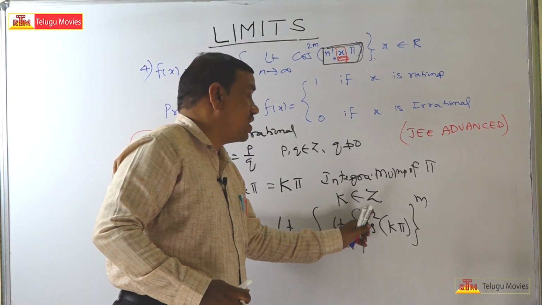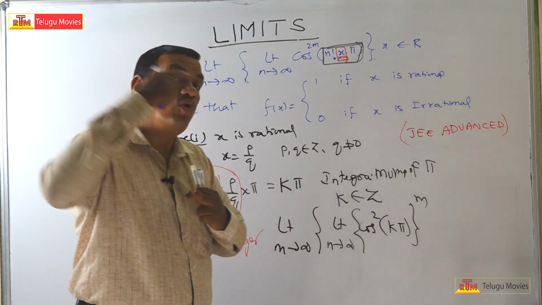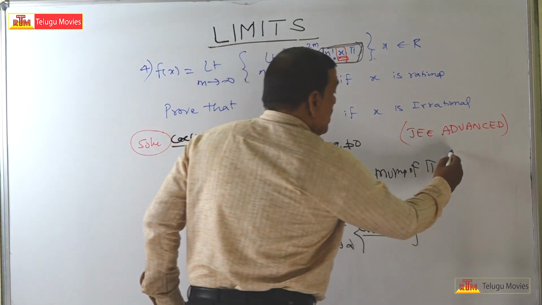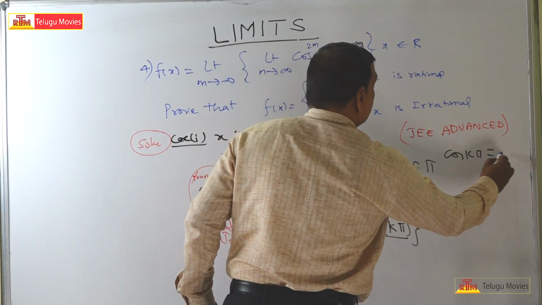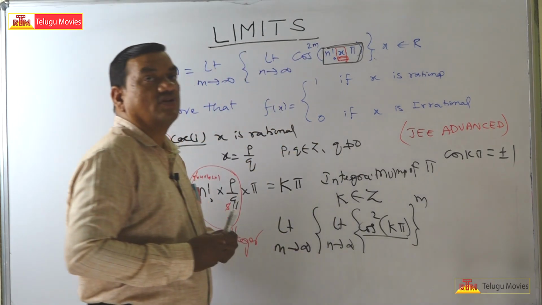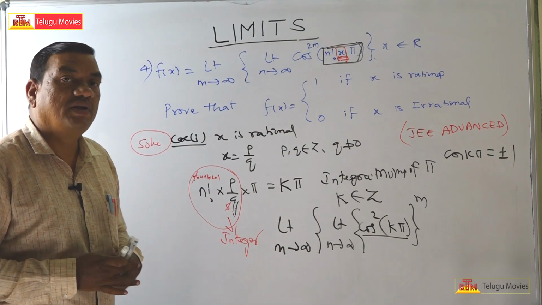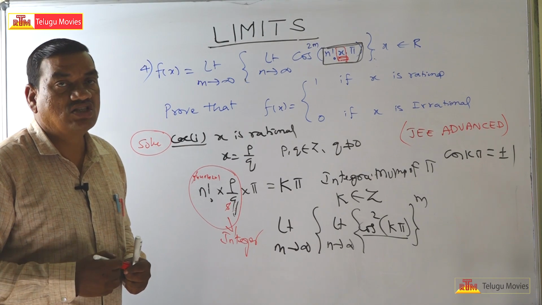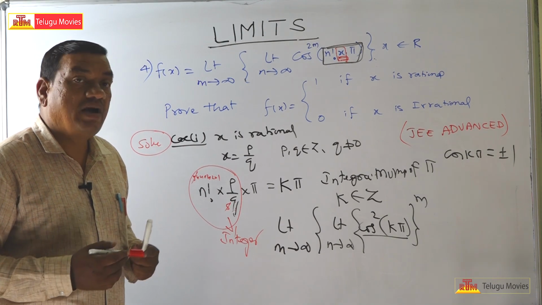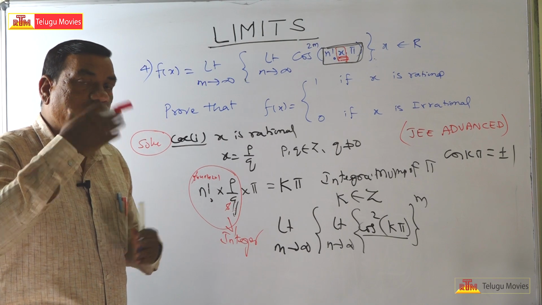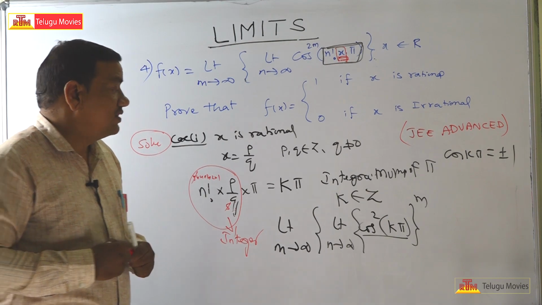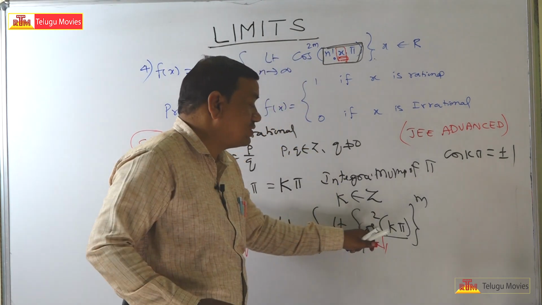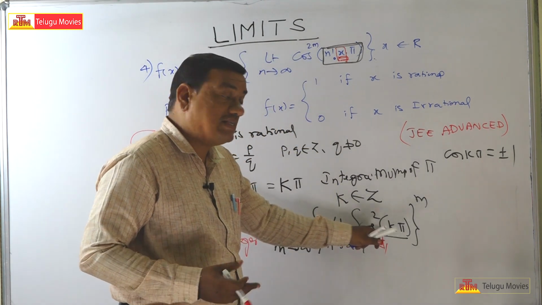So, I can write down cos square whole power m, a power m whole power m, a power mn. Now, what will be your answer? Cos k pi is always plus or minus 1, where k is an integer, that we know from trigonometry. Cos pi is minus 1, cos minus pi, again, is minus 1, cos 2 pi is 1, like that it will go. That means this cos k pi value is plus or minus 1.